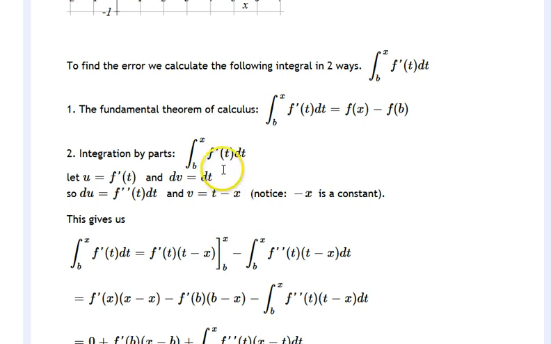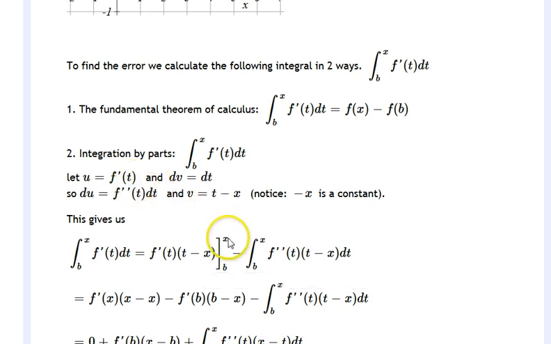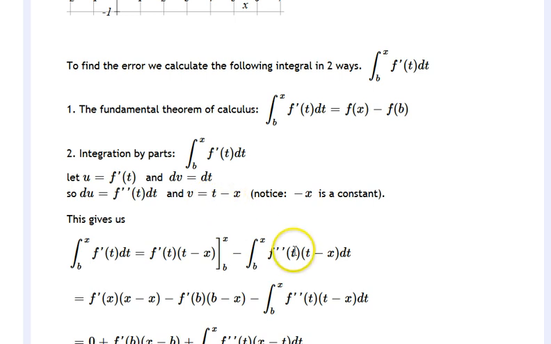So now, integration by parts. I started off with the integral of u dv, so I have u times v. This is the u, this is the v. It's a definite integral, so I need to evaluate between the two endpoints. And then minus the integral of v du. Well, v is the t minus x, and the du is the second derivative evaluated at t.